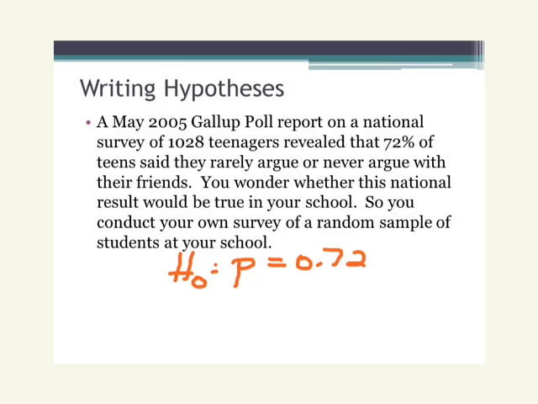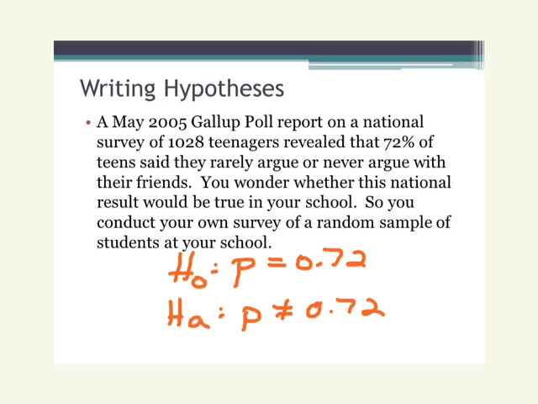Now, as you read through this problem, nowhere does it specify a direction. It doesn't say that you think the national result is going to be lower than your school's or higher than your school's. And so because direction is not specified, our alternative hypothesis will be that P is not equal to 0.72. And so that's what hopefully you wrote down on your sheet of paper. And if so, great job. If not, that's all right. We'll get more practice with these down the road.